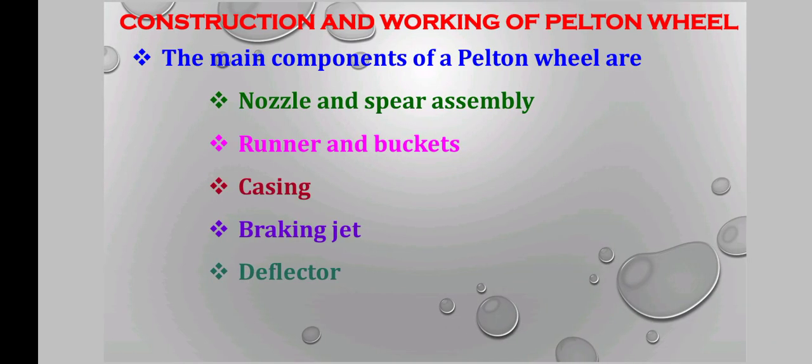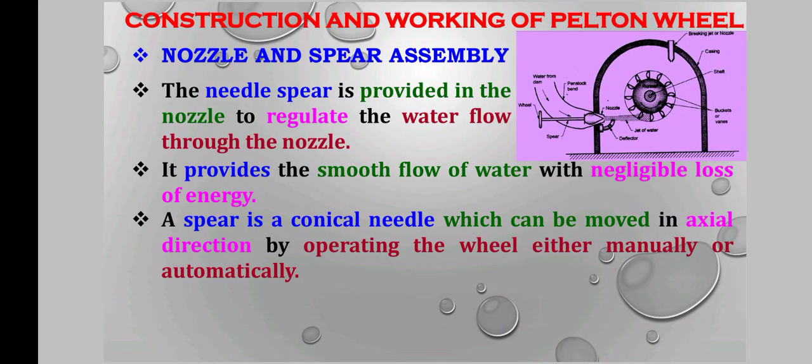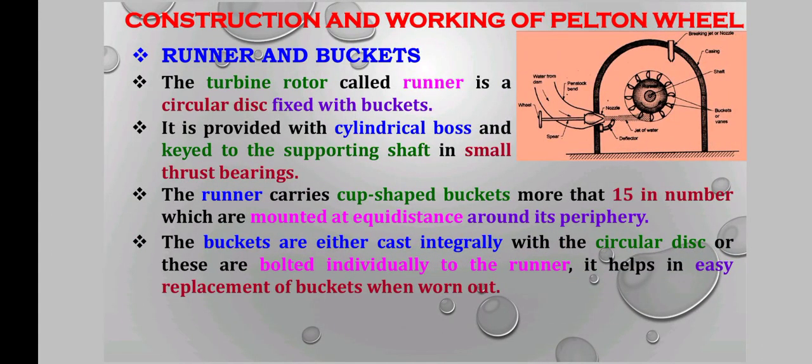The main components of a Pelton wheel are the nozzle and spear assembly, runner and buckets, casing, braking jet and deflector. Nozzle and spear assembly: the needle spear is provided in the nozzle to regulate the water flow through the nozzle. It provides smooth flow of water with negligible loss of energy. A spear is a conical needle which can be moved in the axial direction by operating the wheel either manually or automatically.